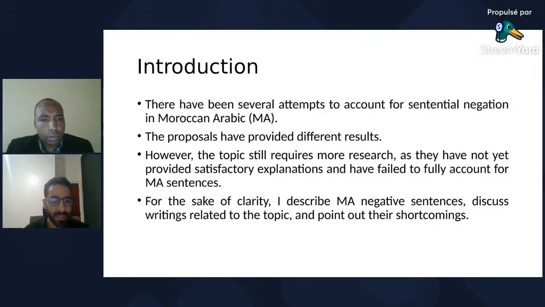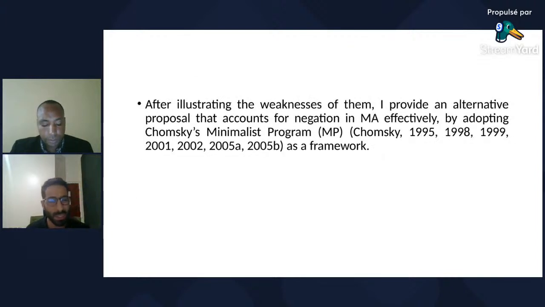Introduction. There have been several attempts to account for sentential negation in Moroccan Arabic. The proposals have provided different results. However, the topic still requires more research as they haven't yet provided satisfactory explanations and have failed to fully account for Moroccan Arabic sentences. So, for the sake of clarity, I will describe Moroccan Arabic negative sentences, discuss writings related to the topic, and point out the shortcomings. After illustrating their weaknesses, I will provide an alternative analysis that accounts for negation in Moroccan Arabic effectively by adopting Chomsky's minimalist program.